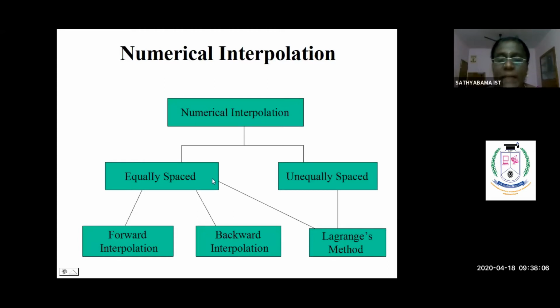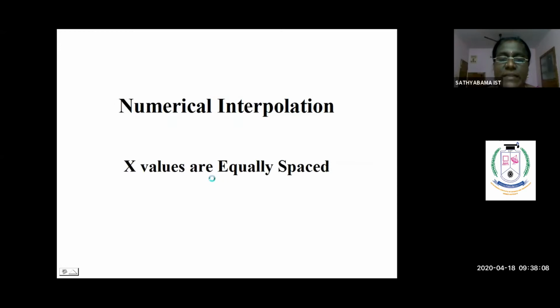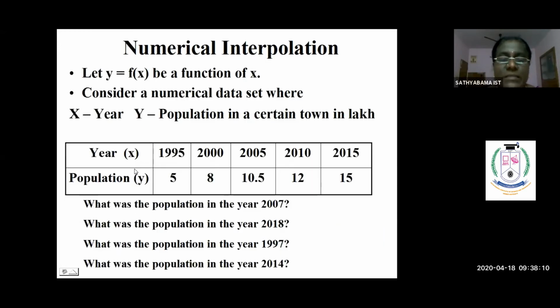Go back to the data set which I have taken as an example. Here you see only the x values. Using these only, we are going to calculate the respective y. So the x values are equally spaced. How am I saying this? You see how the successive values of x have a common difference. In this example, the common difference is 5 years.